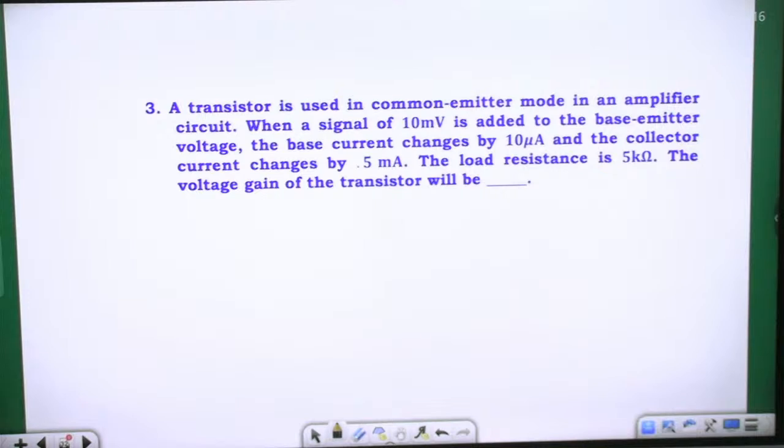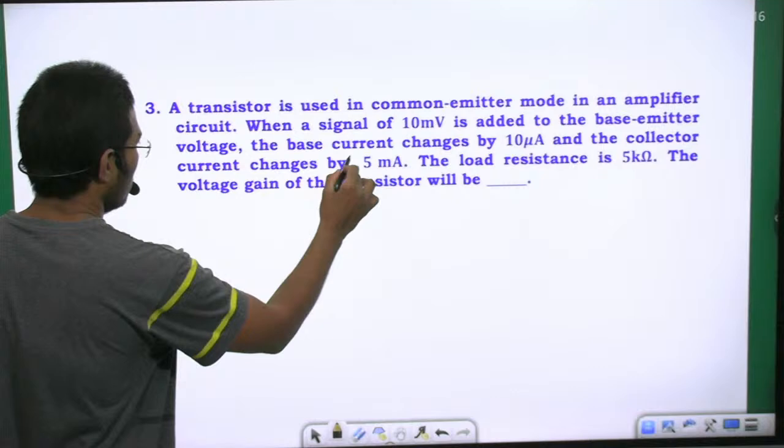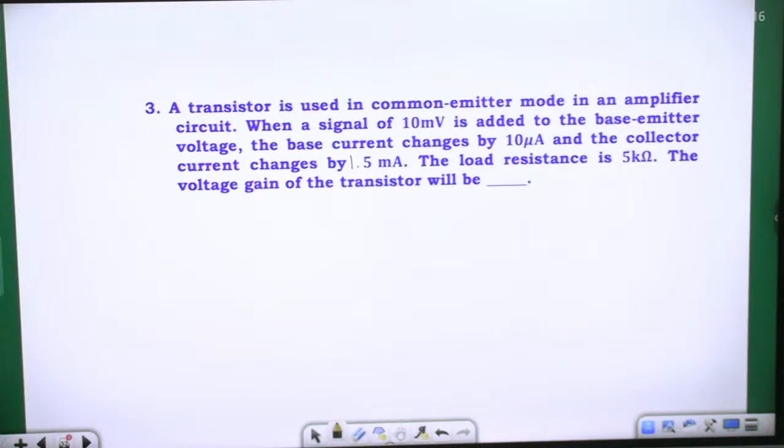So third question. The question says that a transistor is used in common emitter mode in an amplifier circuit. When a signal of 10 millivolts is added to the base emitter voltage, the base current changes by 10 microamps and the collector current changes by 1.5 milliamps. The load resistance is 5 kilo ohms. The voltage gain in the transistor will be. See, this is once again a straight formula question. Just substitute the values, you are done.